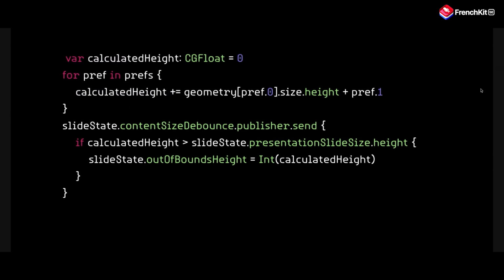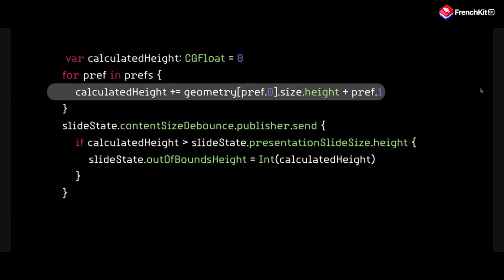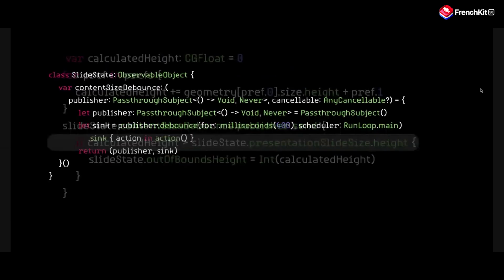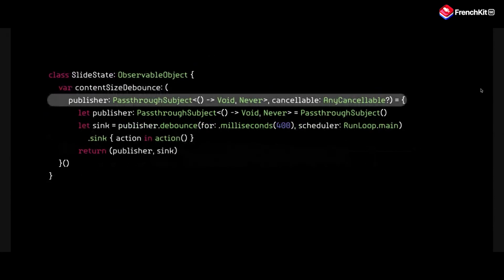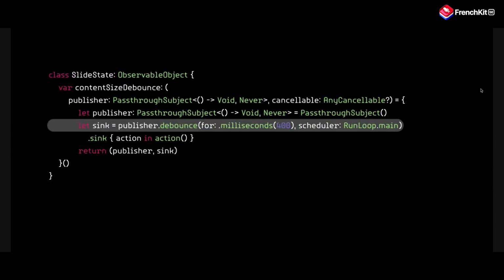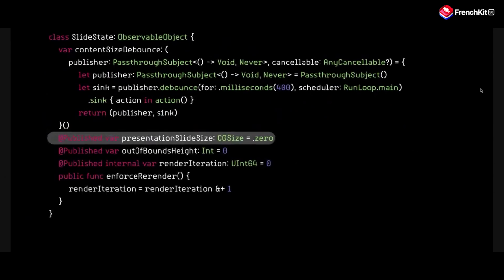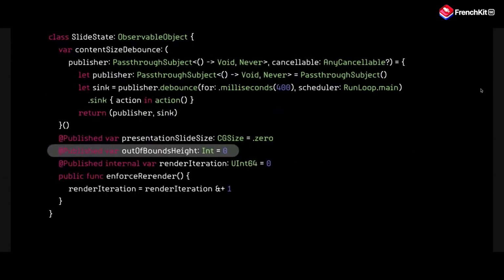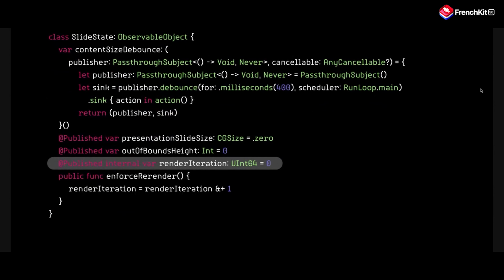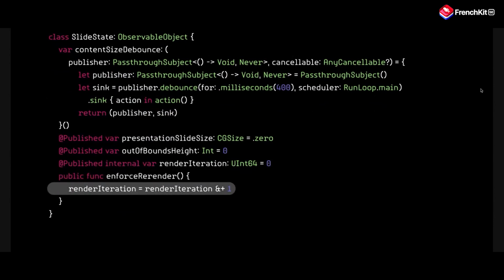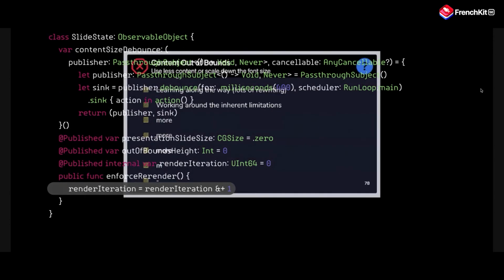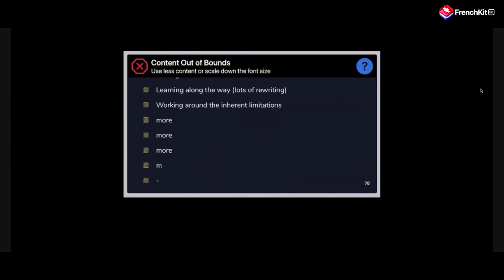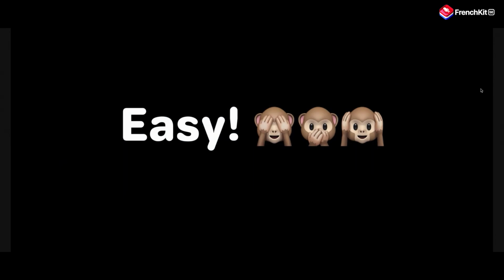Finally, if you put all that together, I can use that with the debounce here to have my publisher. Let's ignore this. This is a combined publisher that waits 400 milliseconds for a change. And then I have the size of the presentation, the out of bounds size, and I have the render iteration that can be added to. And with all of this, I'm able to figure out if there's something out of bounds in the slides. Like this. Yay, that was easy.